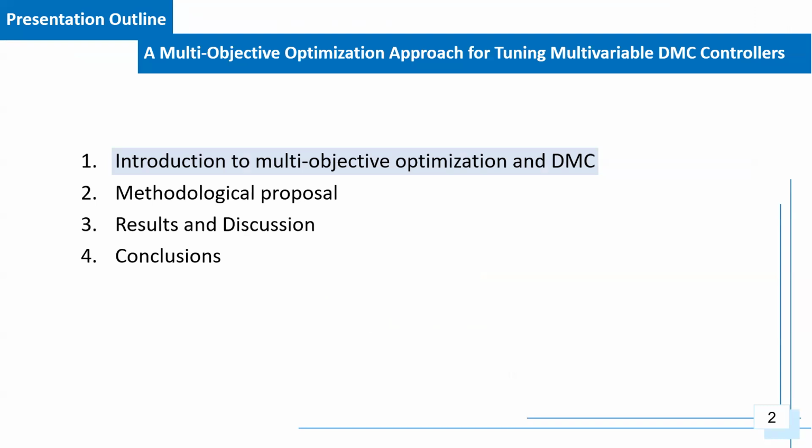The presentation is organized into 4 sections. Section 1 provides a brief introduction to multi-objective optimization based design and DMC controllers. Section 2 describes the proposed methodological approach for tuning DMC controllers in multivariable systems using a multi-objective optimization framework. Section 3 presents the application of the methodology to a linear multivariable system with 2 inputs and 2 outputs. Finally, Section 4 summarizes the main conclusions.